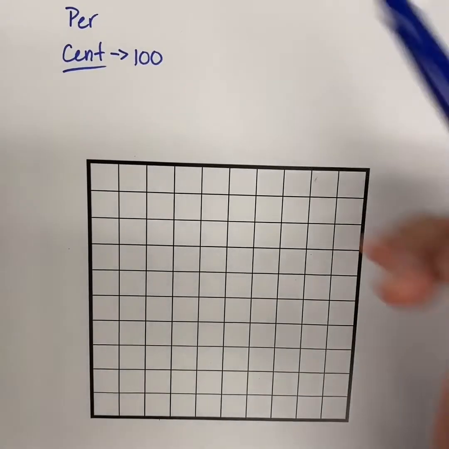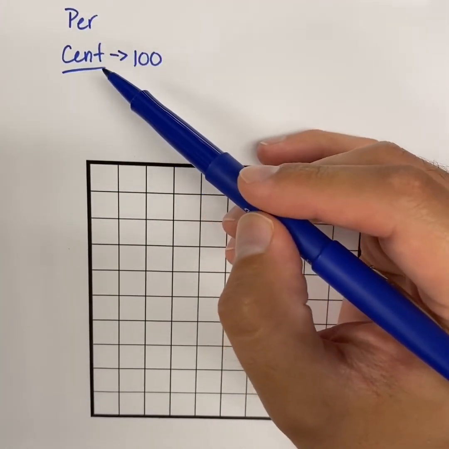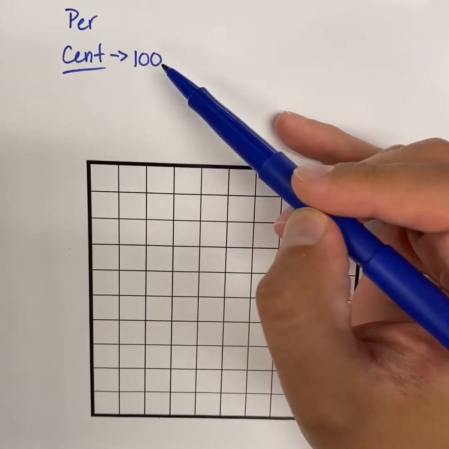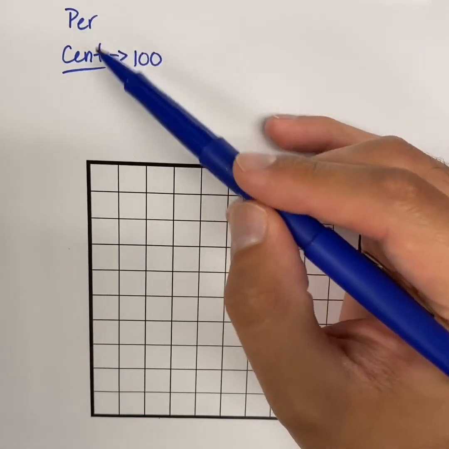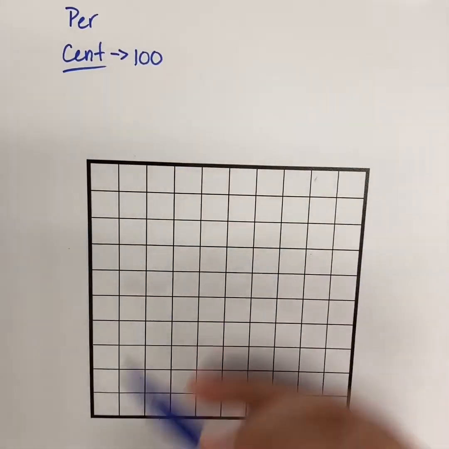and you snap it into place. One last thing that I want to cover before we get started: percent. Cent actually means, if we look at the root word definition, 100. So percent is actually per 100, and that's why we're using this 100 square.